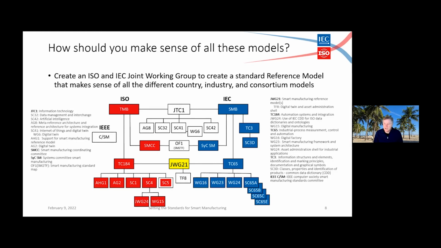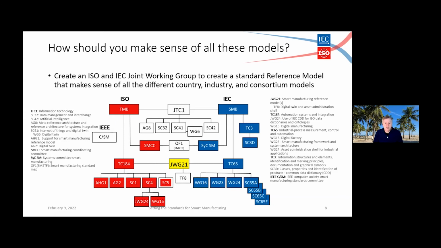So JWG 21 was formed essentially to say, hey, there are lots of things going on. Everyone is looking at their own individual problem space and small space. What we needed to do was to look at a bigger space to say, okay, how does this all play together? Now we have multiple models coming from multiple different organizations addressing multiple different problems. How do we make any sense of all of this? So that's what JWG 21 did.